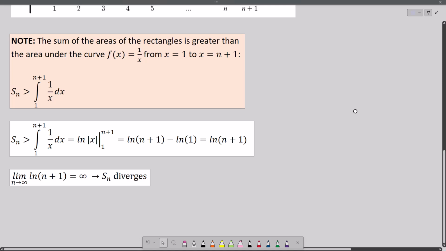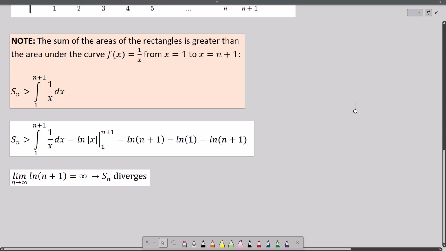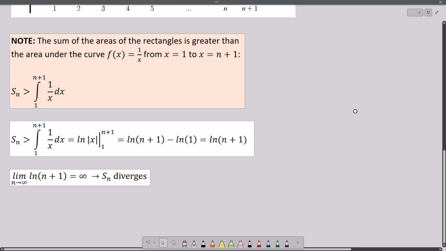So let's just do the math. This is a definite integral. This function is continuous on that interval, so it's definite, it's not improper. So we can do it. We integrate, we get the natural log. Limits of integration are 1 and n plus 1. Plug in the upper and lower limits. Natural log of 1 is 0, so we get this. And the limit of that as n goes to infinity is infinite. So that tells us that S sub n must diverge.